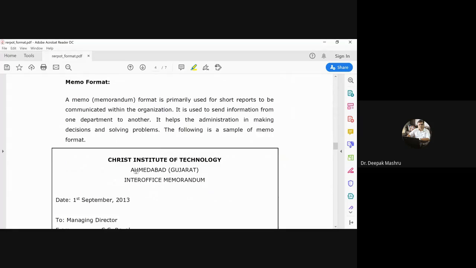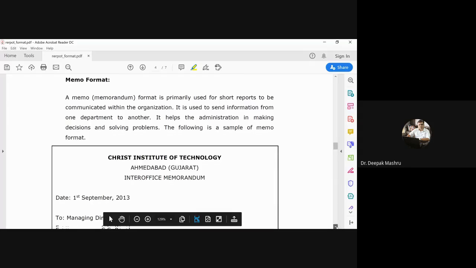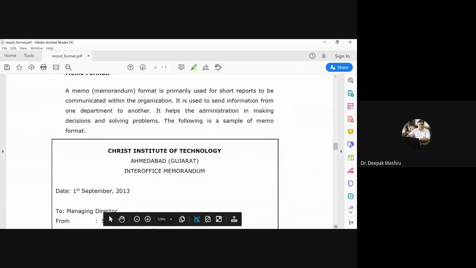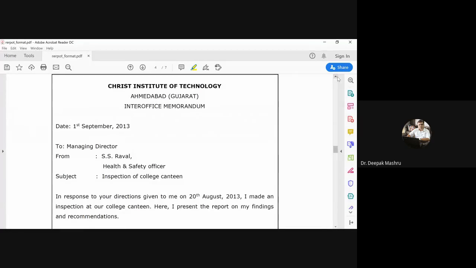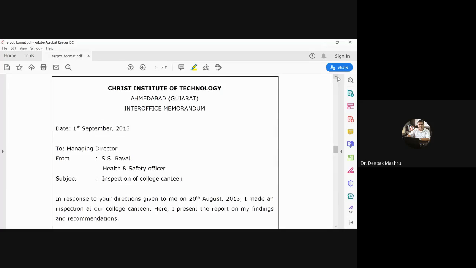If it is asked that you write a report in a memo format, you can go for it definitely, because it is easy to write and you will need less time to prepare. The way we have this title, Christ Institute of Technology, Ahmedabad, Inter-office Memorandum, we need to mention like this. Memo is a short form of memorandum.